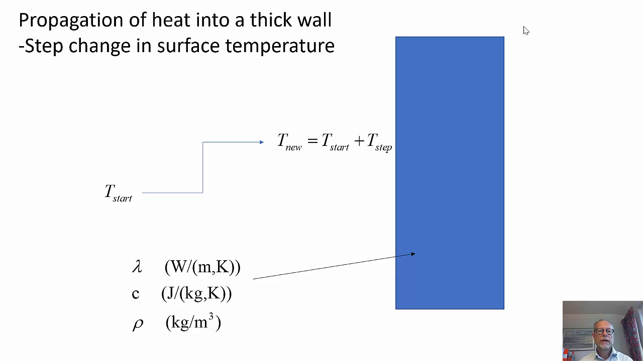We'll also look at the propagation of heat into a thick wall. We have a step change in the surface temperature, so at time 0 we have a sudden increase in temperature by the amount T step. The thermal properties of the solid are important: we have the thermal conductivity lambda, and the heat capacity and density are important as well.